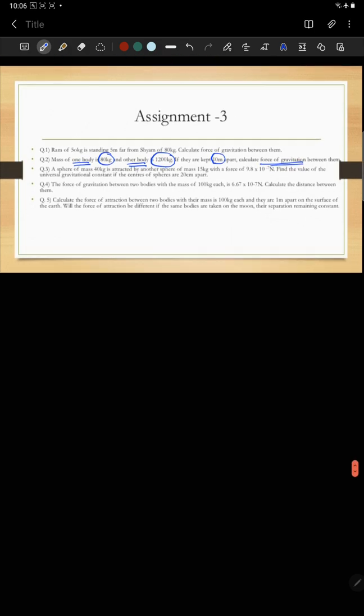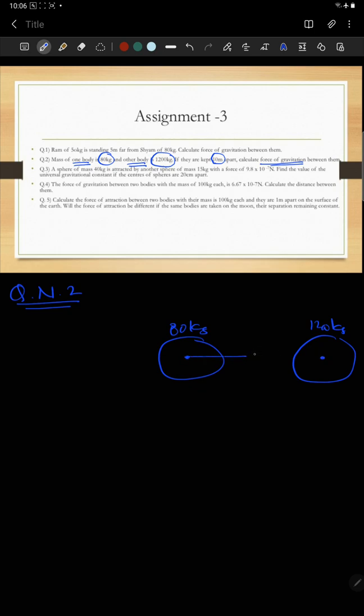So based on this question, let us draw one rough diagram. So this is question number 2. There are two bodies. This is one body and this is another body. Let us suppose mass of this body is 80 kg according to the question, and mass of another body is 1200 kg, and the distance between them is 10 meter. So in this context, what is the force of gravitation between them?